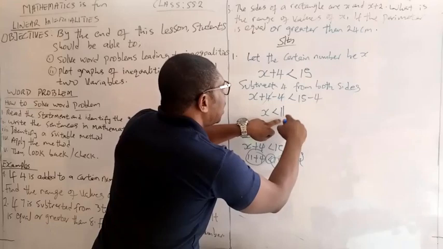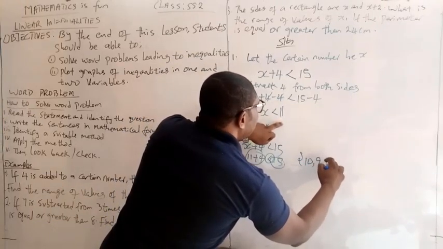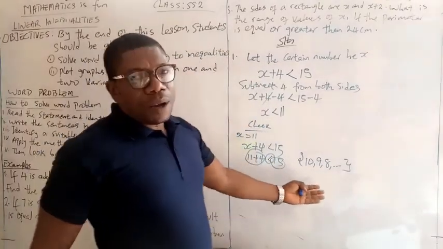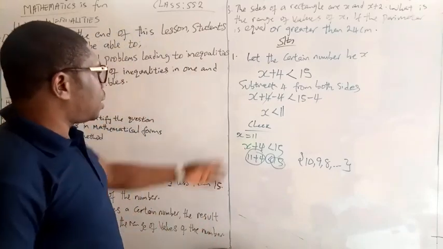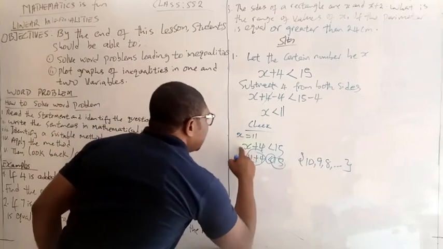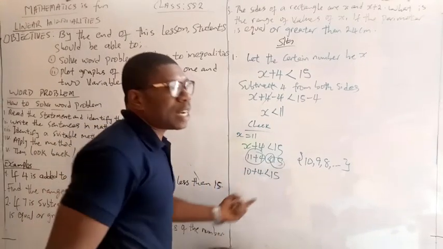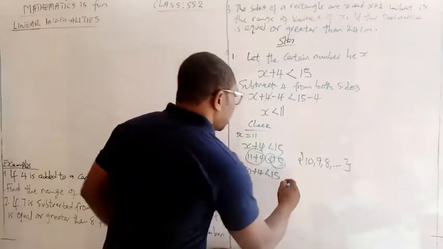Numbers that are less than 11. And what are the numbers now? You have 10, 9, 8, and so on. So this is the range of values the question wants you to bring out. So that has been solved. Definitely, if you put 10 here, 10 plus 4 definitely will be less than 15, and that is what the statement has given us. One is okay here.